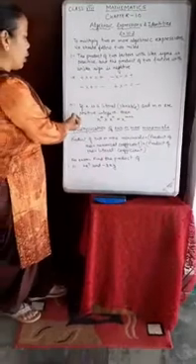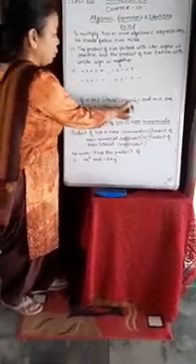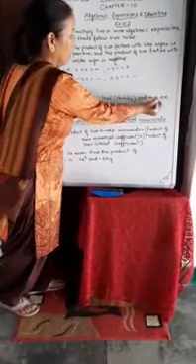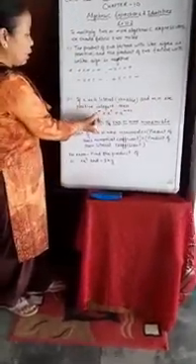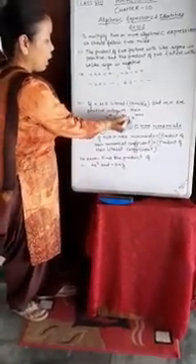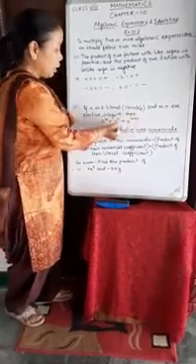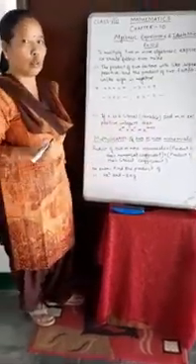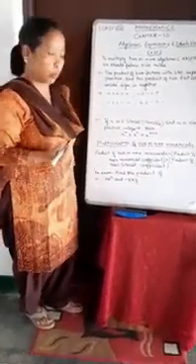The second rule is if x is a literal or variable and m and n are positive integers, then x raised to the power m multiplied by x raised to the power n equals x raised to the power m plus n. This you must have done in chapter 2 also when we were doing the questions of exponents.